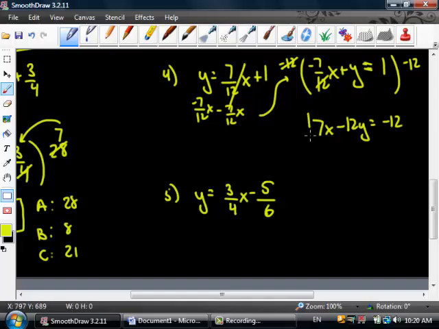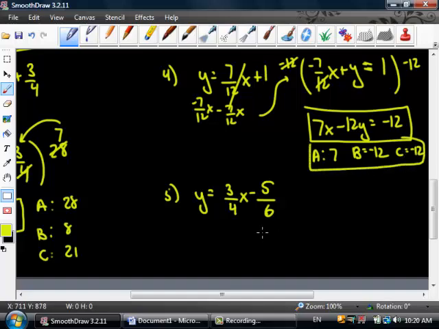Raise your hands if you got number 4 correct. And that thing that I always forget to do. It's a equals 7, b equals negative 12, and c equals negative 12. Okay, no secret here. I'm going to subtract 3 over 4x from both sides.